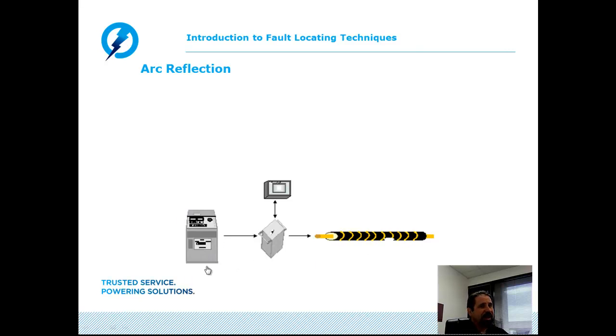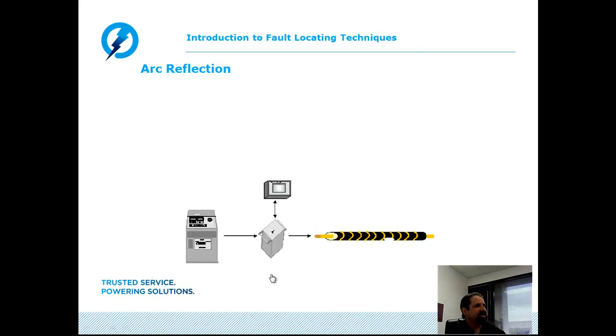But if we apply a high voltage breakdown surge at the same time that we're sending the pulse echo pulses, when the fault breaks down due to the high voltage surge, or in essence when the arc jumps through the faulted insulation, creating an arc across the cable, the pulse echo wave will reflect off of that arc, hence the name arc reflection.